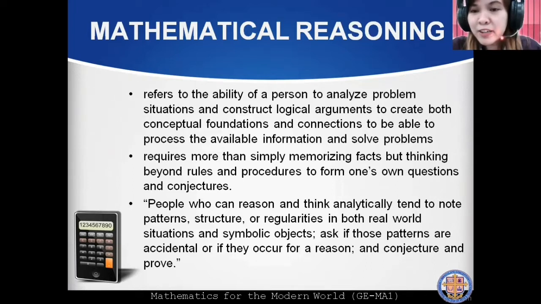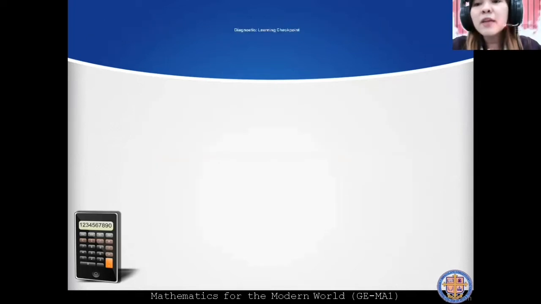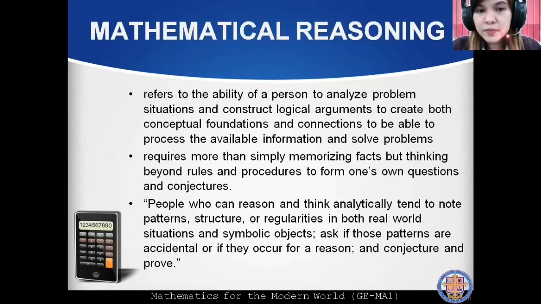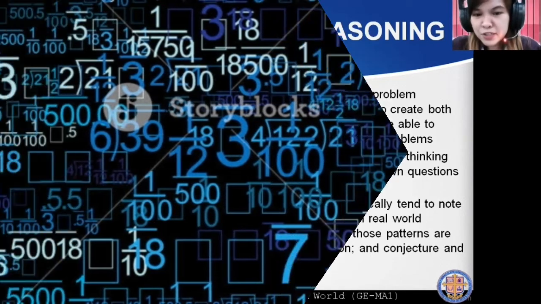Not just simply memorizing, but also analyzing. It's more on, if you have a critical mind, you have a mathematical reasoning ability, or a person has mathematical reasoning ability if that person thinks analytically, critically, has a deep understanding regarding a topic, can compare things around them, combine, connect objects or things. That's the meaning of mathematical reasoning.